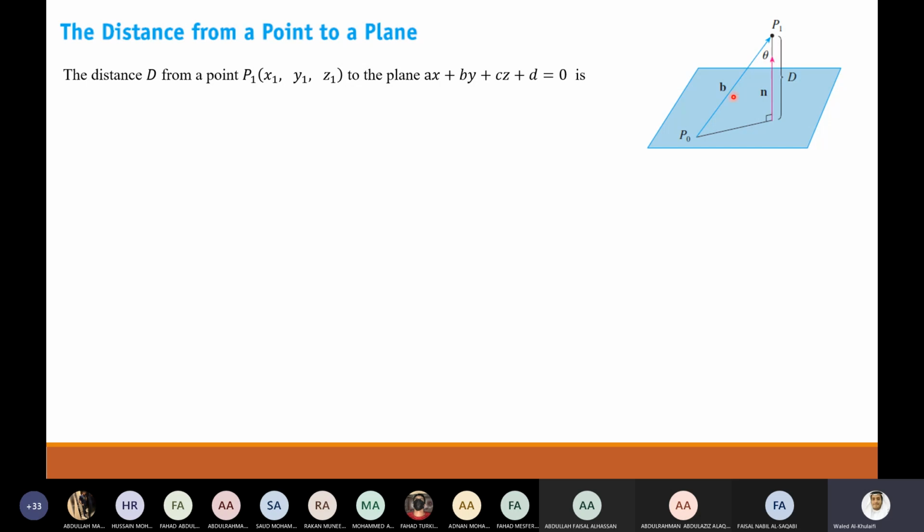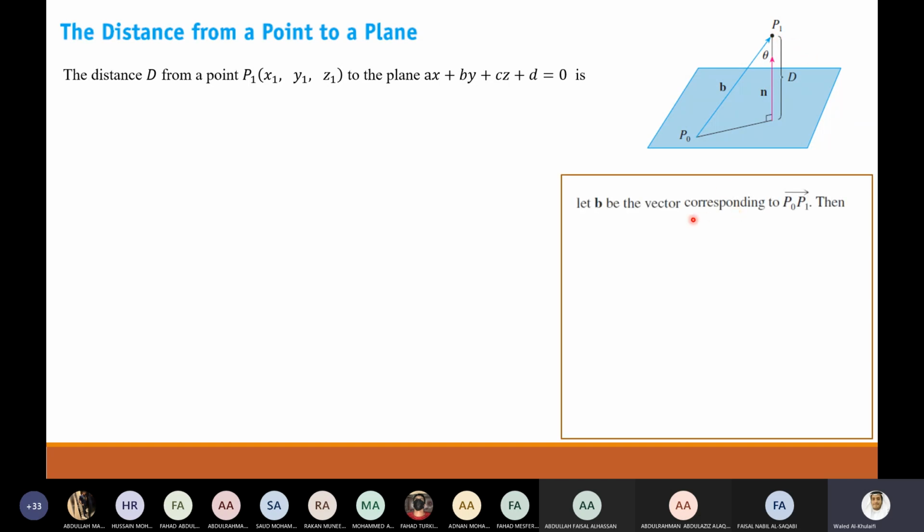So what we do, we draw a vector P. From P naught, a known point we pick on the plane, we draw a vector from P naught to P1. P1 we know, P naught we know, so hence we know this vector P, and we can calculate everything. Now, if you take the projection of the vector P onto the normal vector, you will get exactly the vector from the plane to P1.